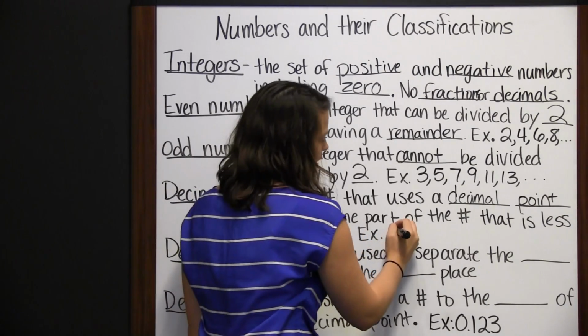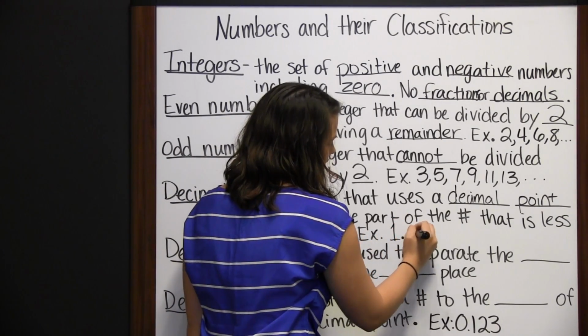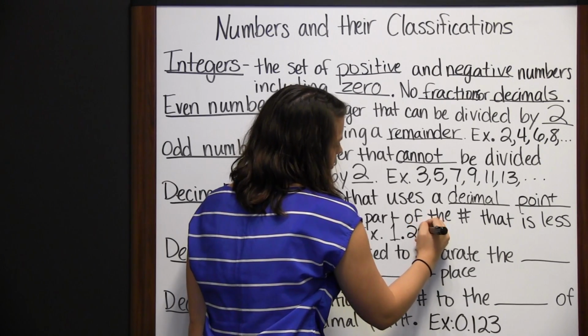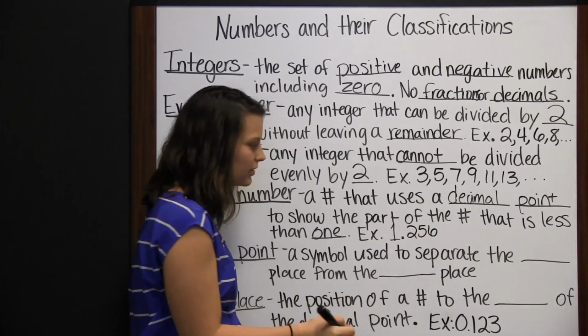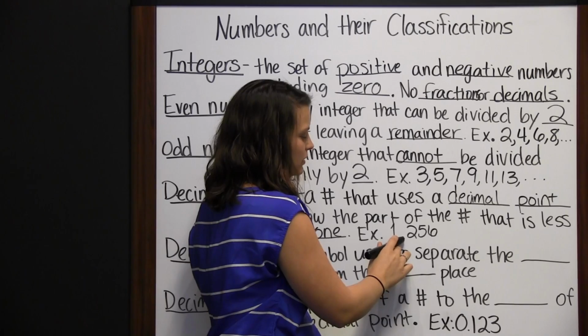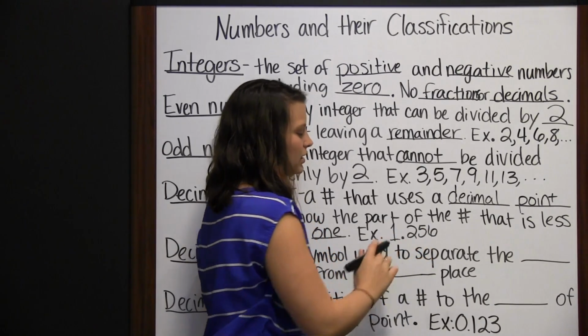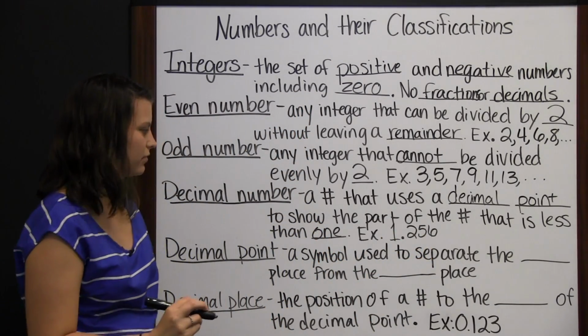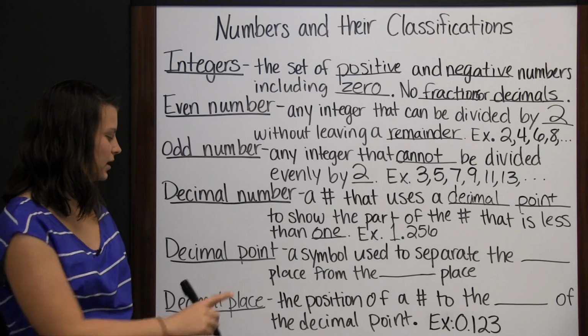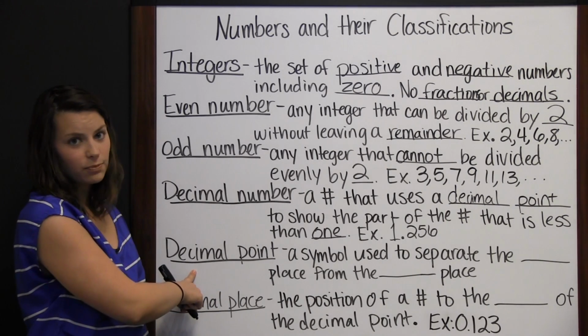For example, in the number 1 and 256 thousandths, we use this decimal point to show this part that is less than 1, rather than using a fraction. And so then we get to decimal point.